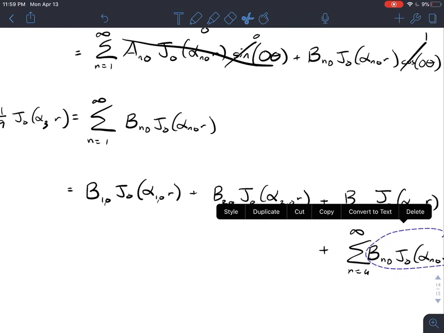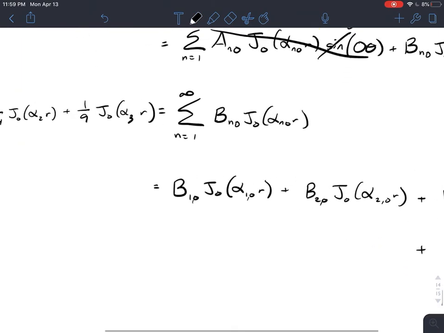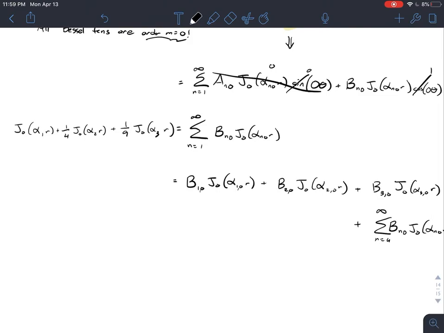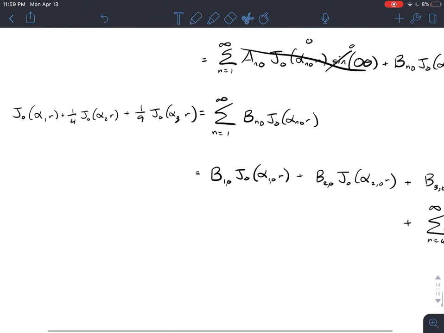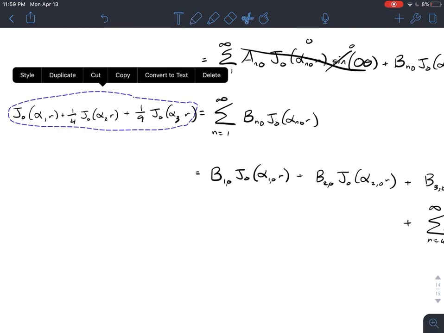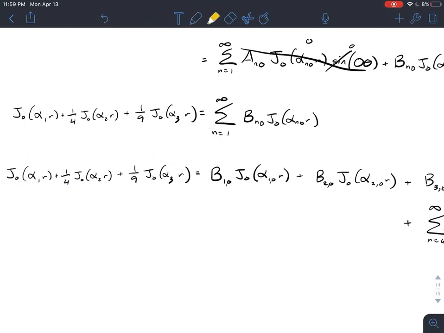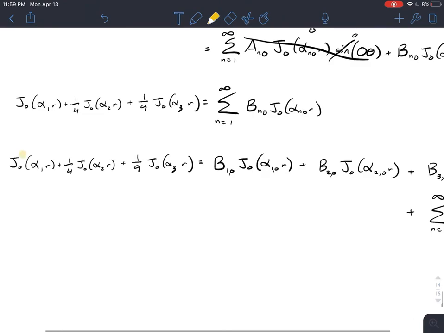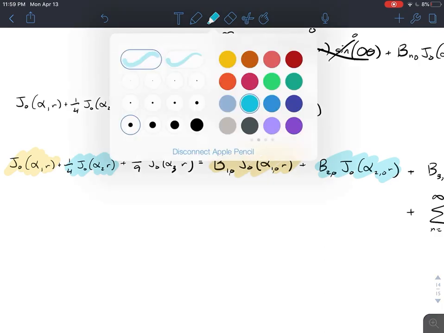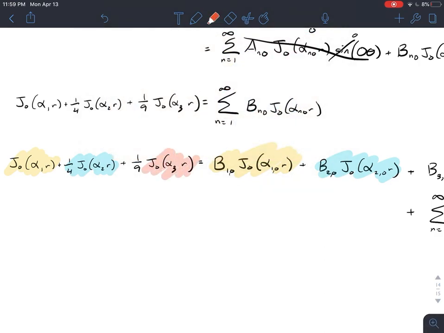So all I did was I essentially just plucked out those 3 terms right there. What you guys hopefully notice now is that these 3 terms correspond to the case where n is equal to 0, right? So n is equal to 0 here. I'm going to highlight this in yellow. I'm going to highlight this one in light blue. So this corresponds here. And then this corresponds here.